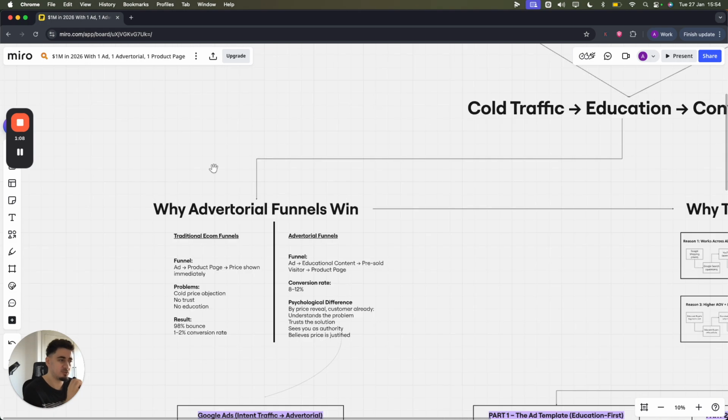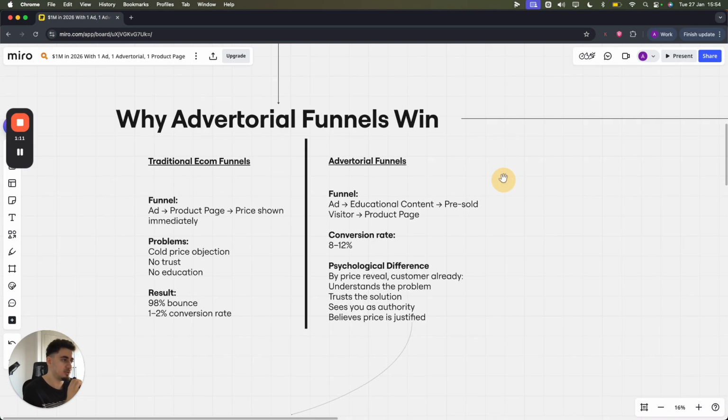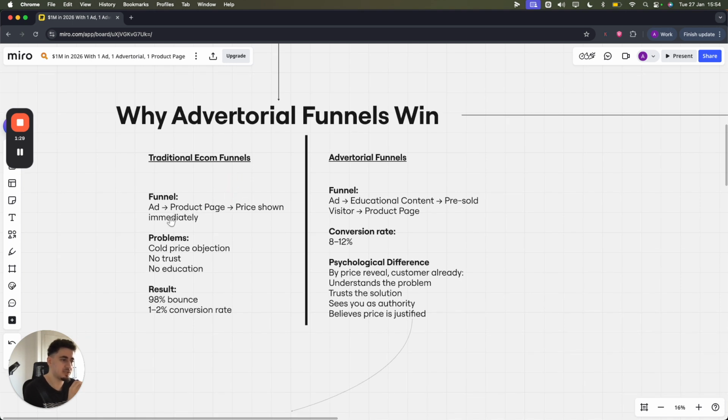So why do advertorial funnels win, right? It's very important for you to also understand that you need to think of it from a consumer's perspective, right? The mindset has changed. A lot of people have very shitty attention spans, right? People don't really care. They just want to understand straight about the solution and buy, right? So the traditional ecom funnel, you would have your ad, your product page, price shown immediately. This is a big thing, right? I'm going to discuss that as well. But the problem with this is there's cold price objection, there's no trust, and there's no education, right?